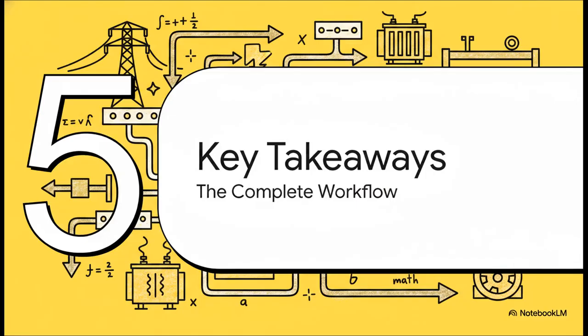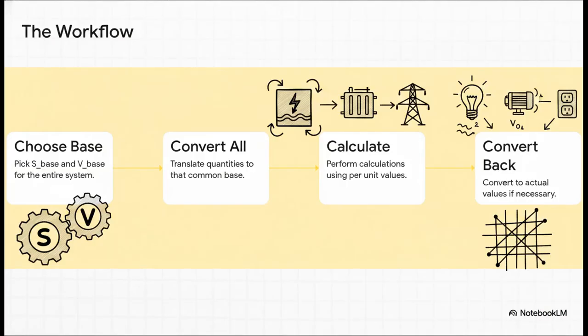Bringing it home with Section 5, the key takeaways and our complete workflow. Let's pull this all together. Step 1, establish your common base by picking your overarching S base and V base. Step 2, translate everything from all those different machines into per unit values using those change of base formulas. Step 3, perform your complex grid math effortlessly using your new normalized fractions. And finally, step 4, simply convert your final answers back to actual volts and amps so you can operate the physical system.